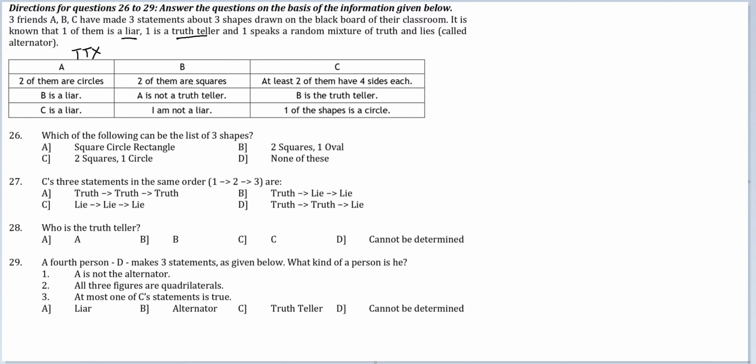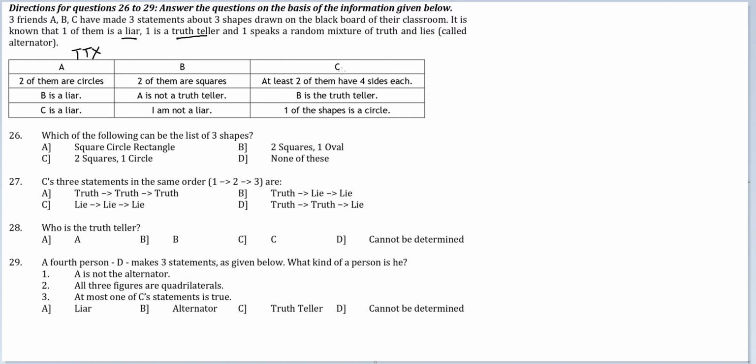Let's look at B's statements. Two of them are squares, maybe. A is not a truth teller, maybe. I am not a liar, maybe. About B, you cannot infer anything right now, so let it be. Let's get to C. At least two of them have four sides each, maybe. B is the truth teller.